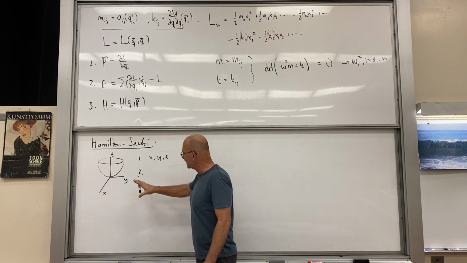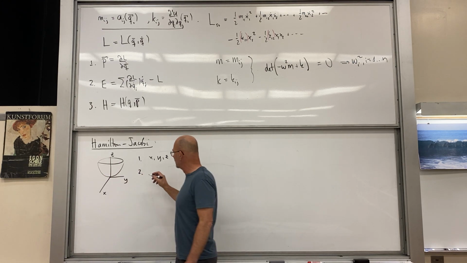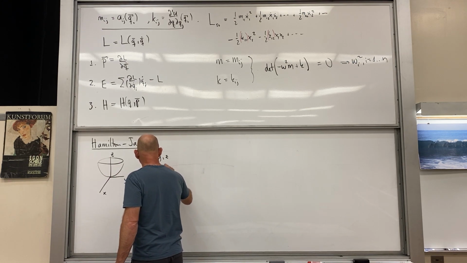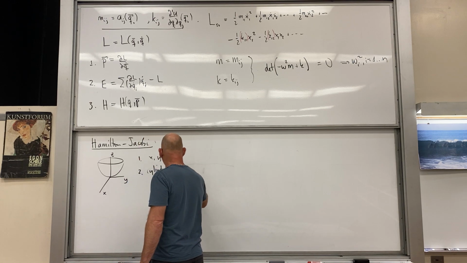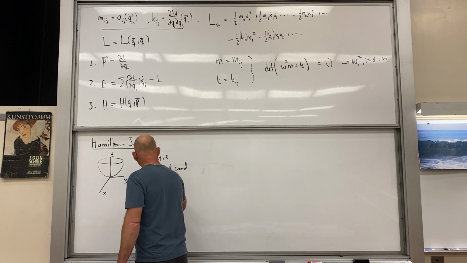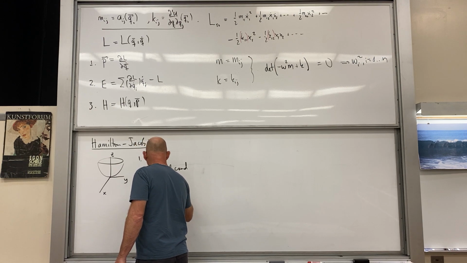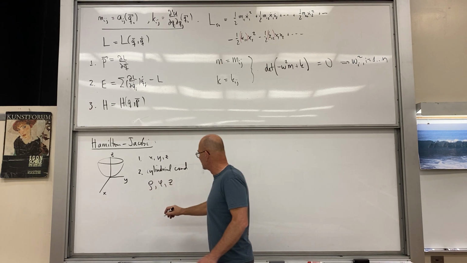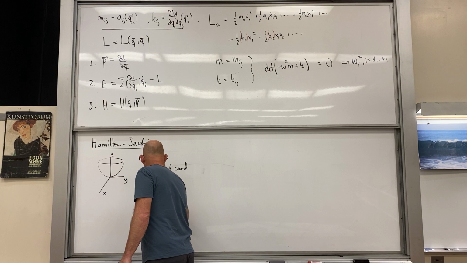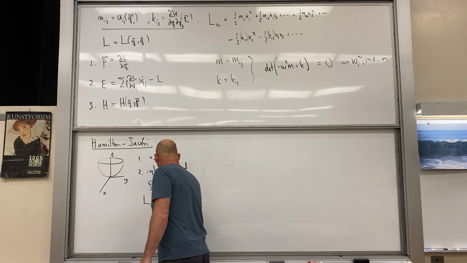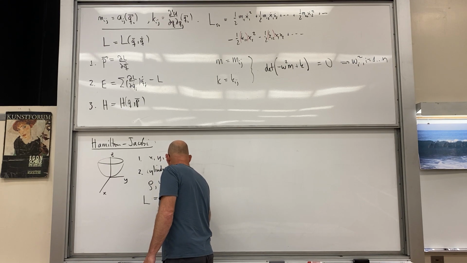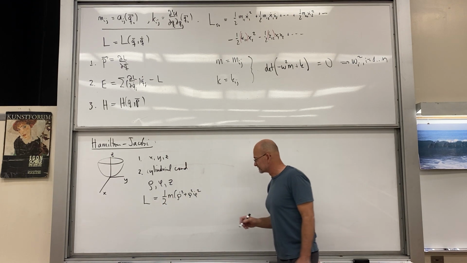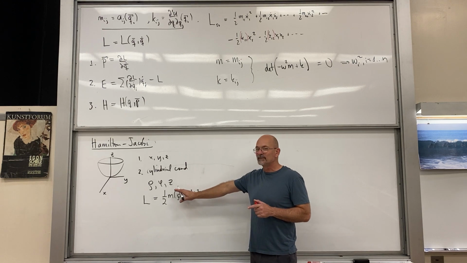But the next step is to see, well, cylindrical coordinates would be good. So cylindrical coordinates, that would be rho, phi, and z. And in terms of rho and phi, you'd have L is equal to, say, 1/2 m (rho dot squared plus rho squared phi dot squared). And you can inherit that from your plane polar coordinates.